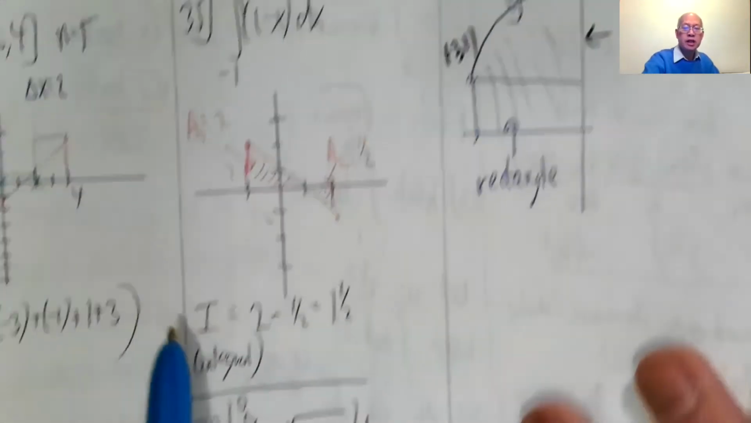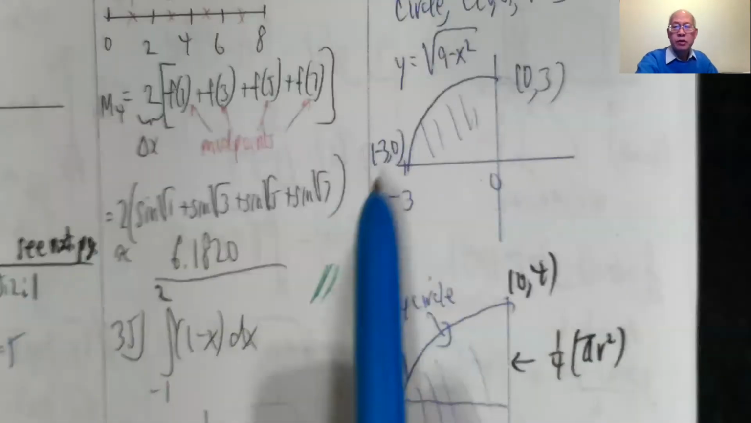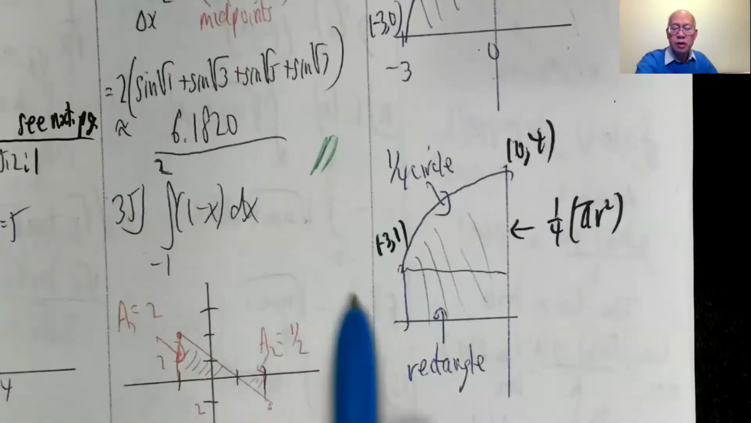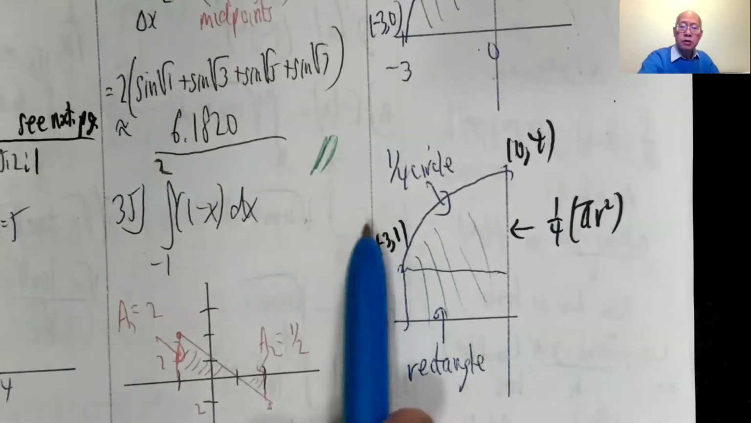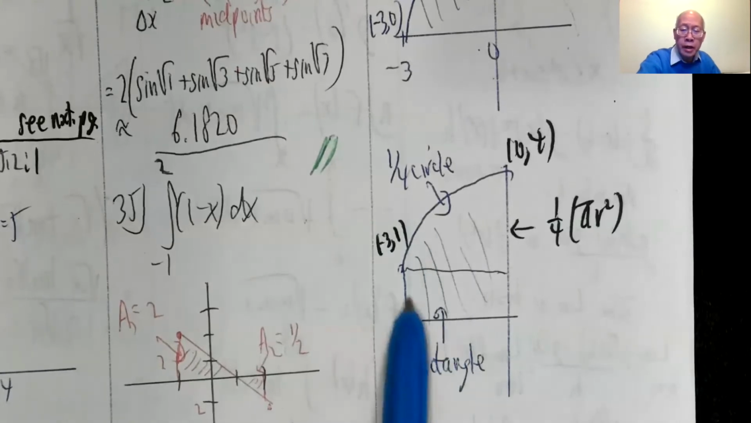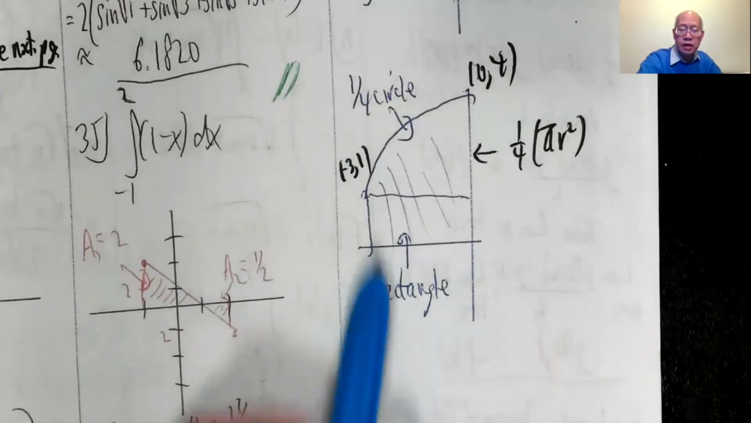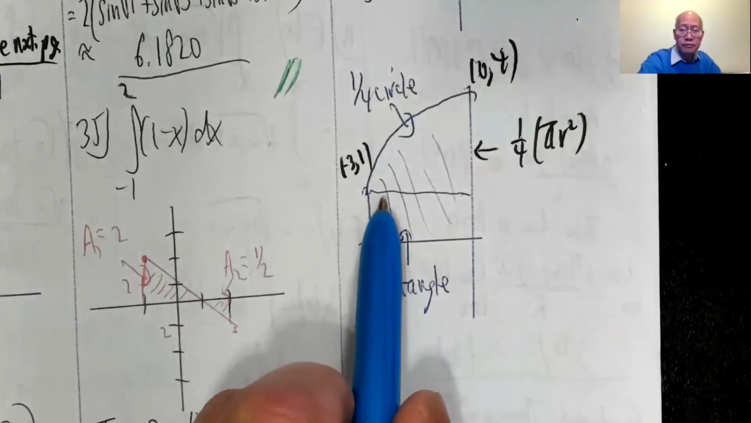And then in the original function, they have me add 1, okay, which means the graph is translated 1 unit up. So -3, 0 becomes -3, 1. 0, 3 becomes 0, 4. So this is what I have. Okay, so I have a quarter circle here and a rectangle here. So the true area I can get by taking 1/4 of pi r squared and then adding the area of this rectangle.